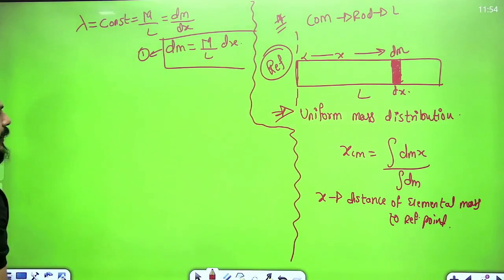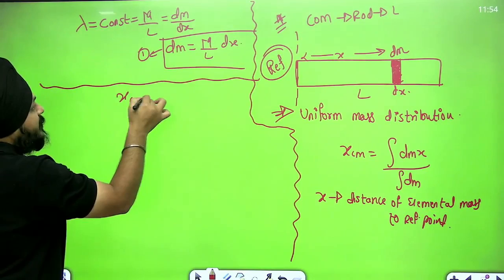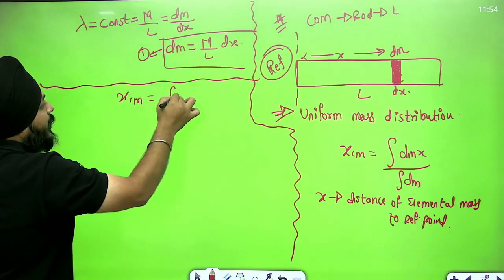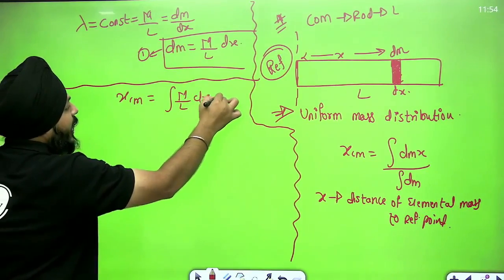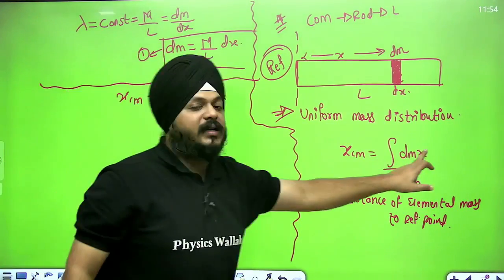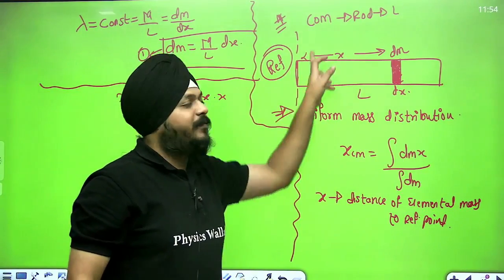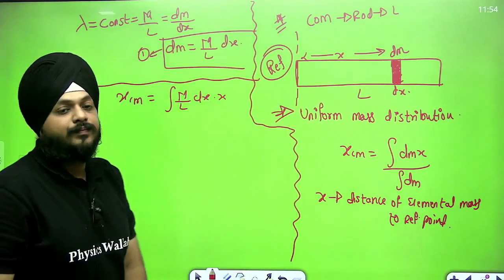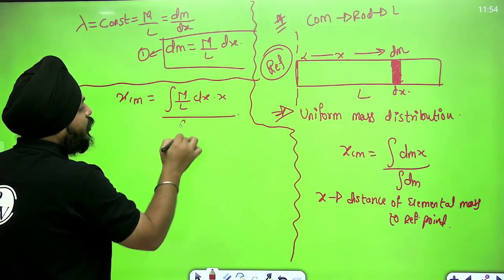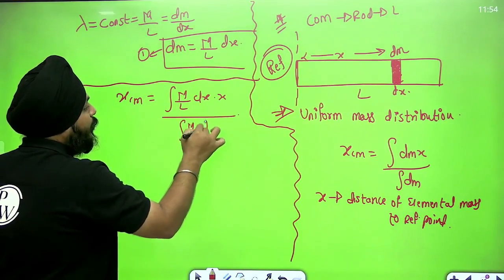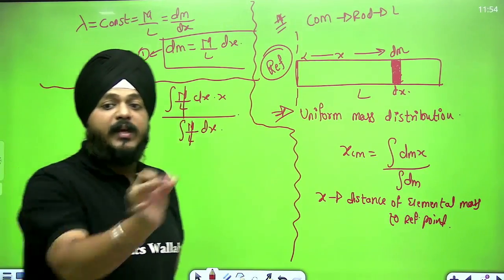Now we directly use this formula to reach the results. X center of mass: replacing dm with m by l into dx, dot x. Here x is the distance between the elemental mass and the reference point, so it itself is x. Whole divided by integration of dm, that is m by l into dx. M by L is going to get cancelled. Now what are the limits of the integration?